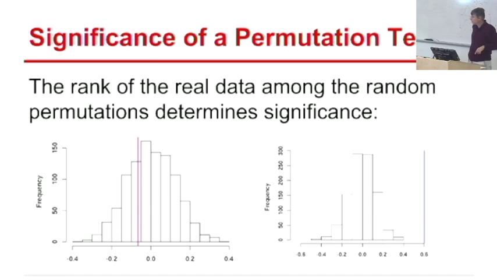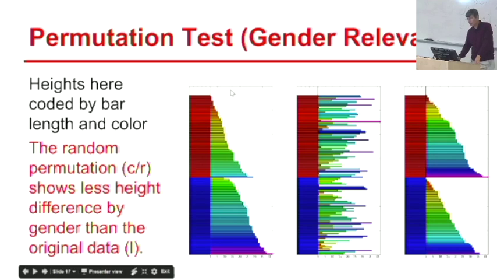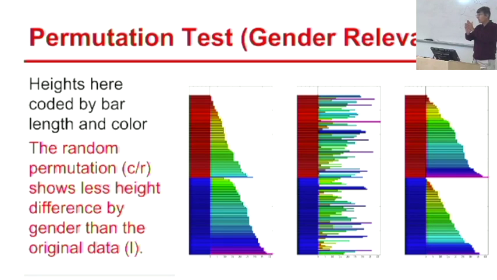Yes? What are we plotting here? Let's get back to our example, where we're trying to tell whether men and women have significantly different height. The statistic that we're going to be computing is the mean height of the men minus the mean height of the women. If they were the same, it would be zero. If the men were taller, it would be positive, and if the women were taller, it would be negative.